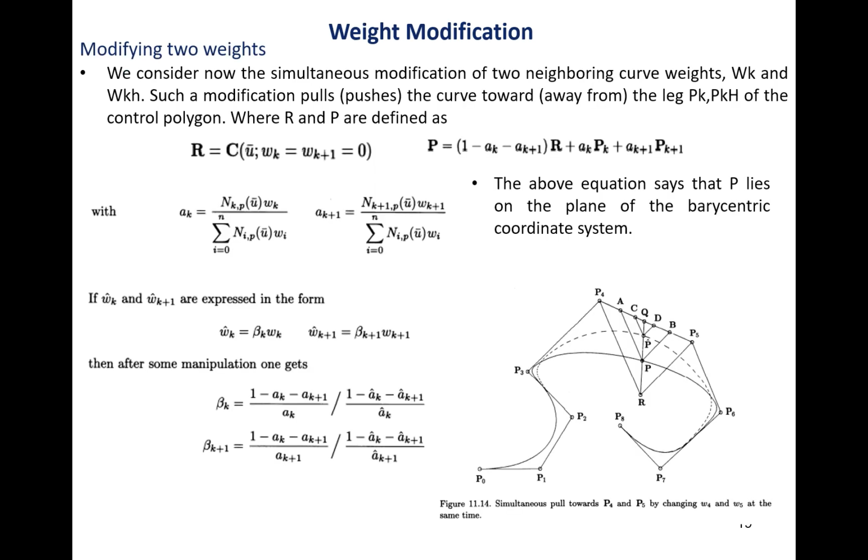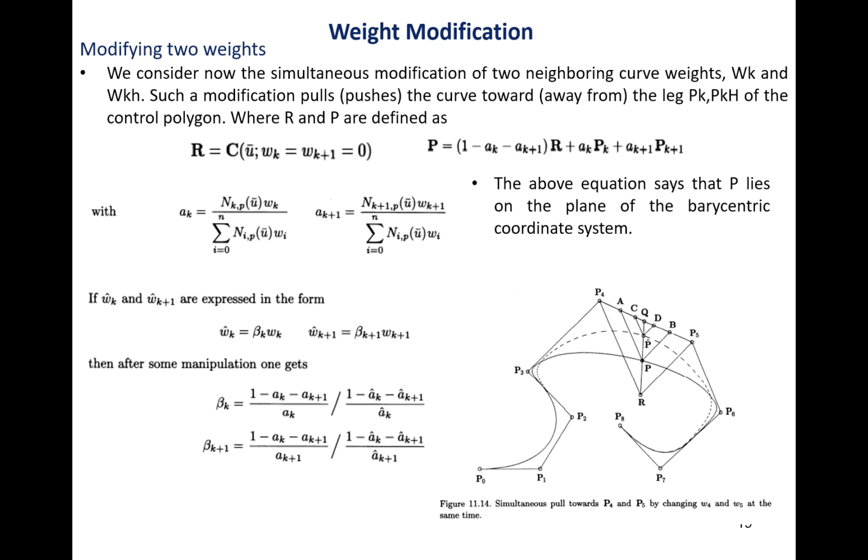Okay. Now let's talk about modifying two weights at a time. We consider the simultaneous modification of two neighboring curve weights WK and WK+1. Such a modification pulls or pushes the curve towards or away from the leg of the control polygon, where R and P are defined as follows, where AK and AK+1 are given as shown. If WK bar plus WK+1 are expressed in this form, then after some manipulation we get beta K and beta K+1, where the above equation says P lies on the plane of a barycentric coordinate system.